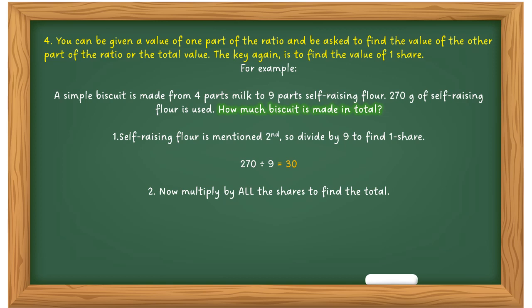Now you multiply by all the shares added together to find the total. So you add the 9 and 4 together, which gives you 13 parts. You multiply that and you come to the final 390 grams to make the biscuit. And that's how you find the total value. You could work out the value of the 4 parts and then add it to the 270. It'll still get you to 390 grams.